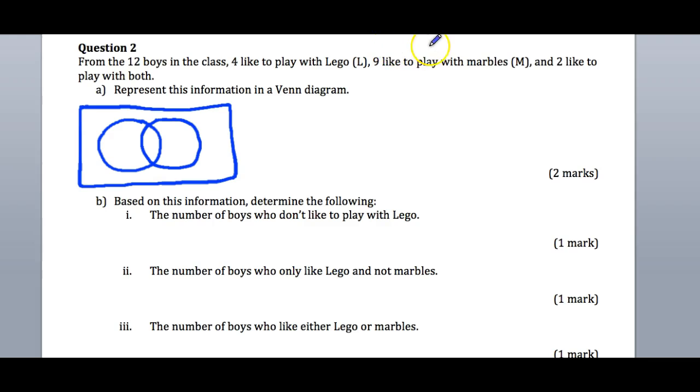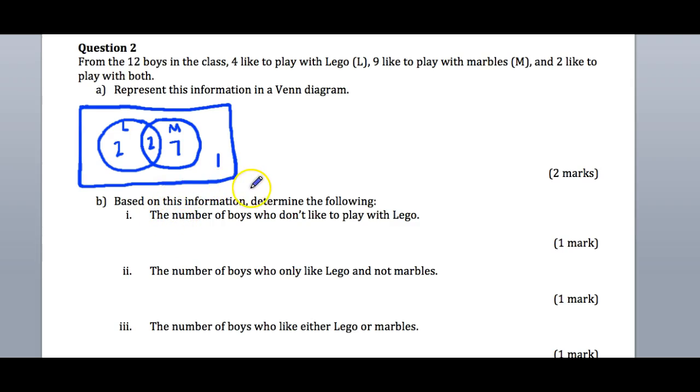Always start with how many like both. So 2 like both. Let's put Lego here and marbles here. So 4 like to play with Lego and 2 of them like to play with both. That means only 2 like to play with Lego but not marbles. And 9 like to play with marbles. Already 2 like Lego, so that leaves 7 there. And for the neither, just add them up and take it away from 12. So we've got 11. So there's 1 who likes neither.